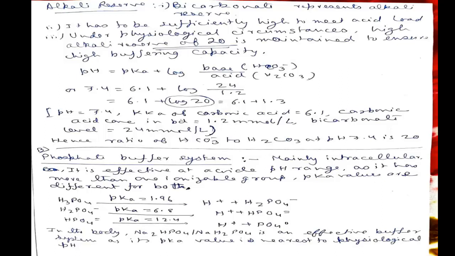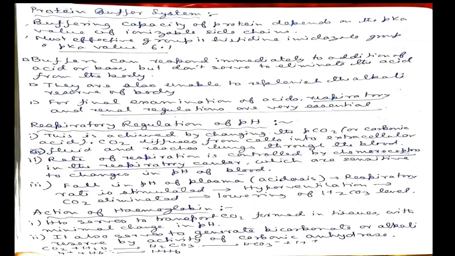Next is the phosphate buffer system. It is mainly intracellular. It is effective at a wide range of pH as it has many ionizable groups. The pK values are different for these ionizable groups. Next is the protein buffer system. Buffering capacity of a protein depends on the pKa value of ionizable side chains. The most effective group is the histidine imidazole group, whose pK value is 6.1.